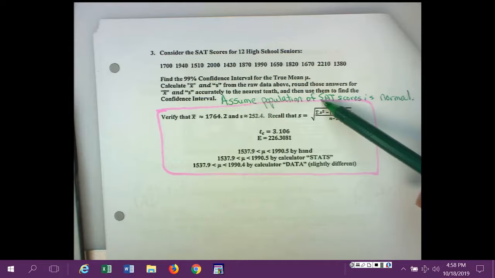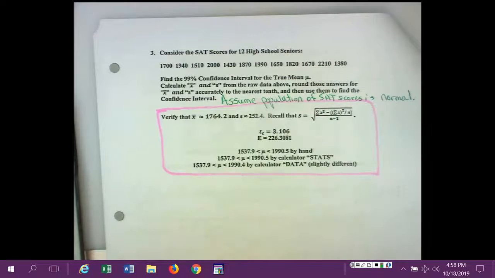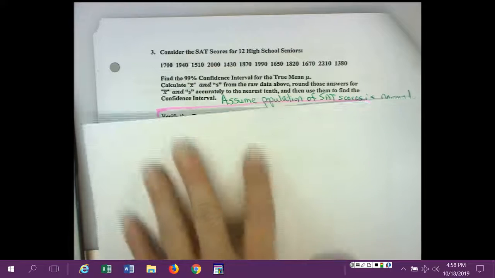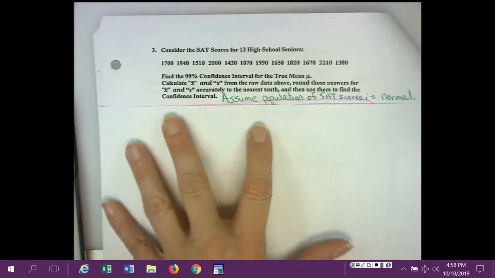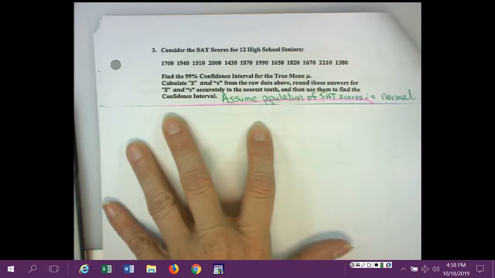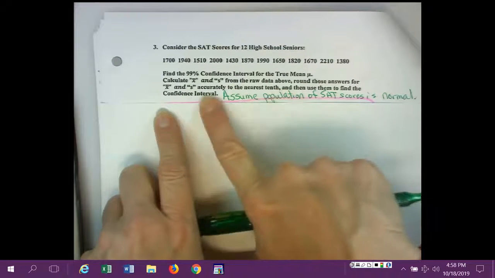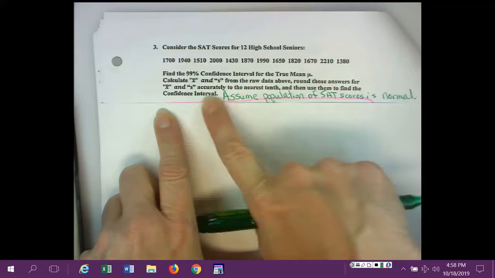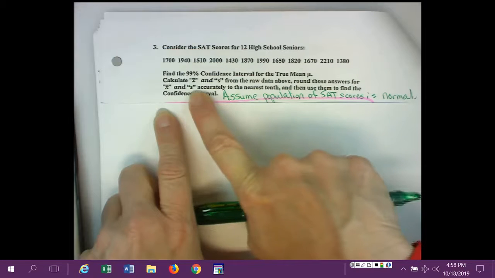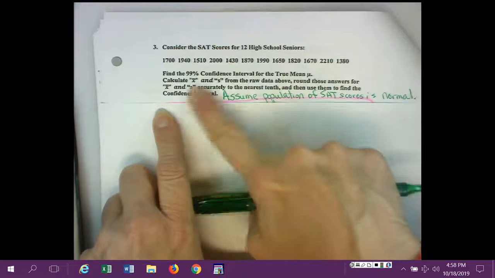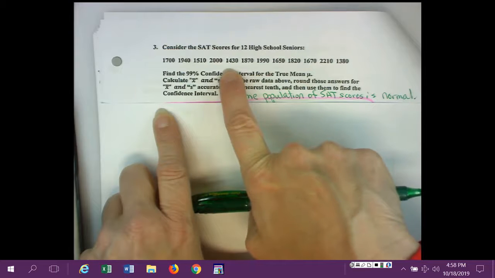You can read this problem several times and nowhere, and when I say that, you block out the bottom part. This is the problem. You can read it several times and nowhere do they mention a population standard deviation. In fact, it says calculate X bar and S from the raw data, round those answers, and use them to find the confidence interval. So there is no population standard deviation given. You have to find S, sample standard deviation, from the raw data.